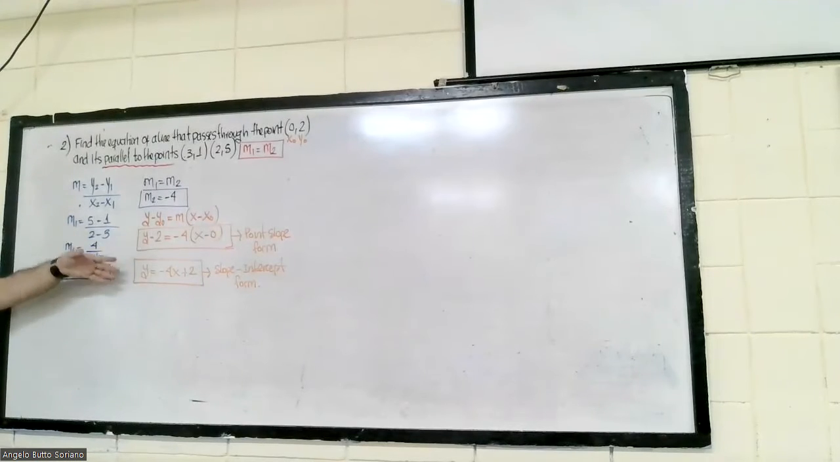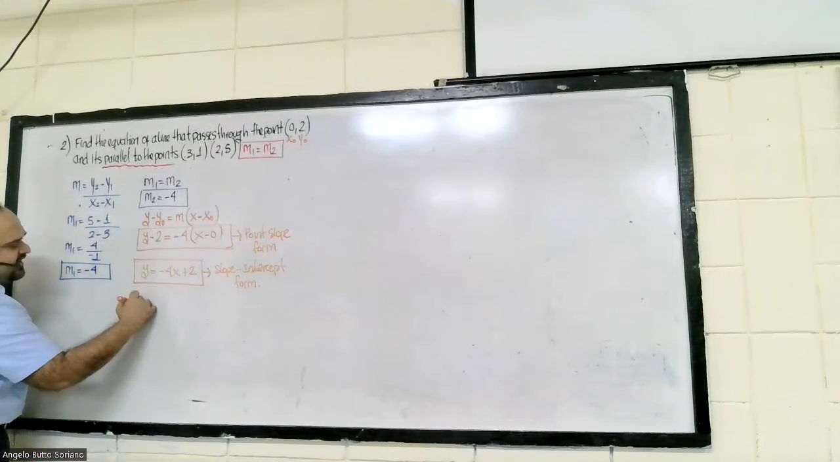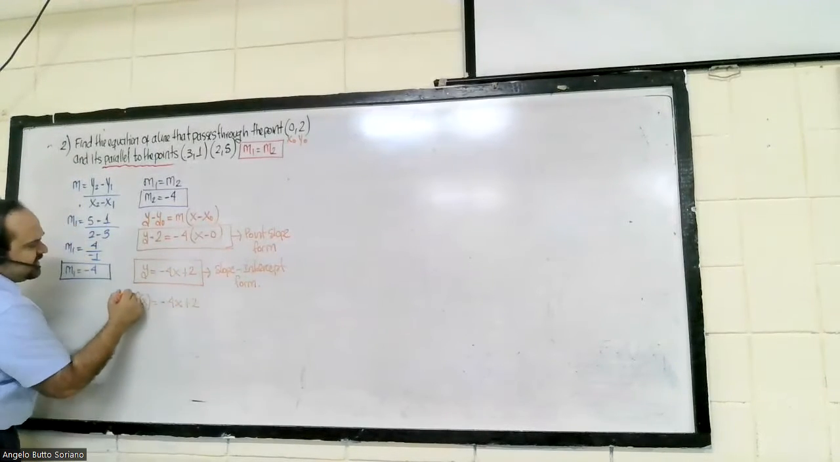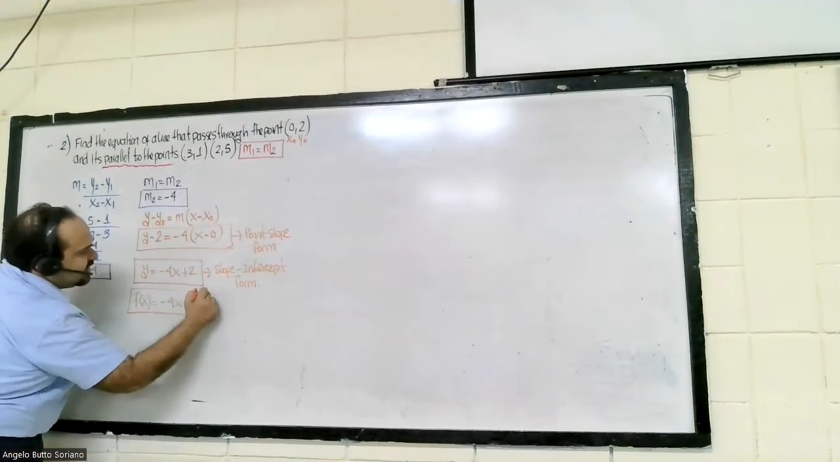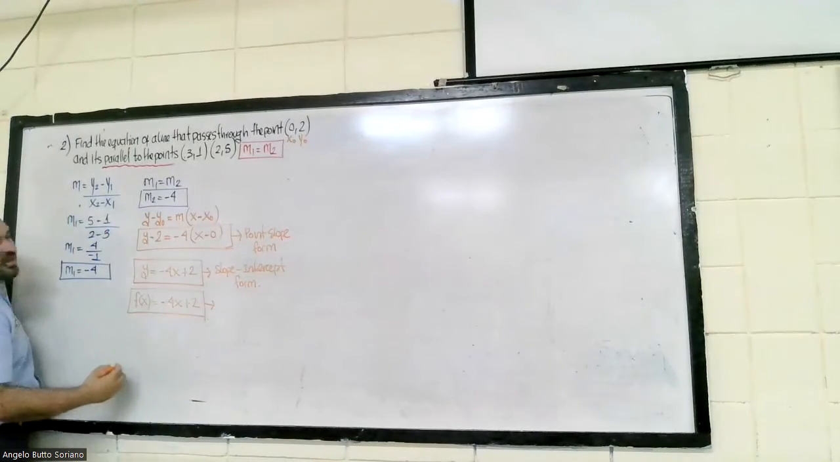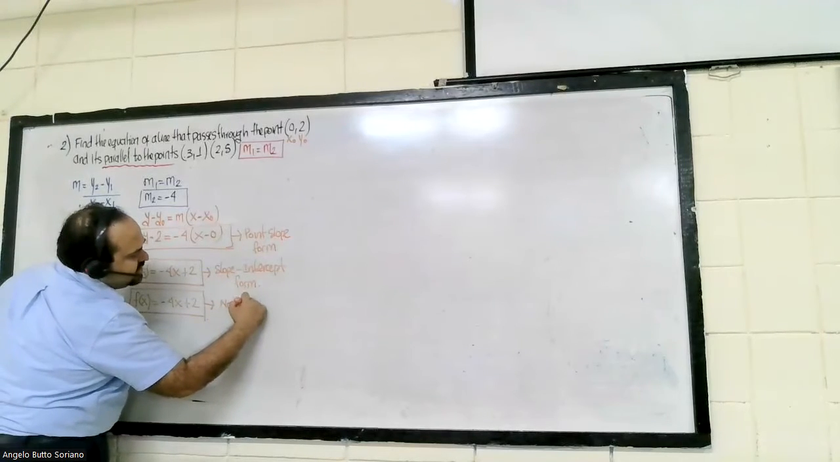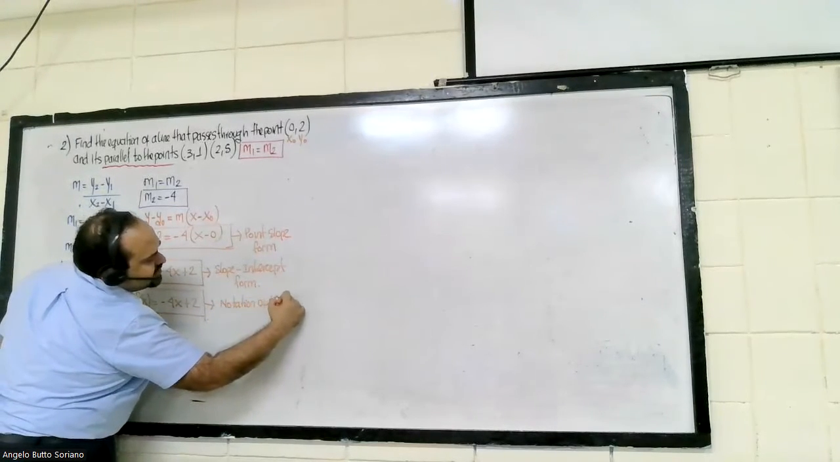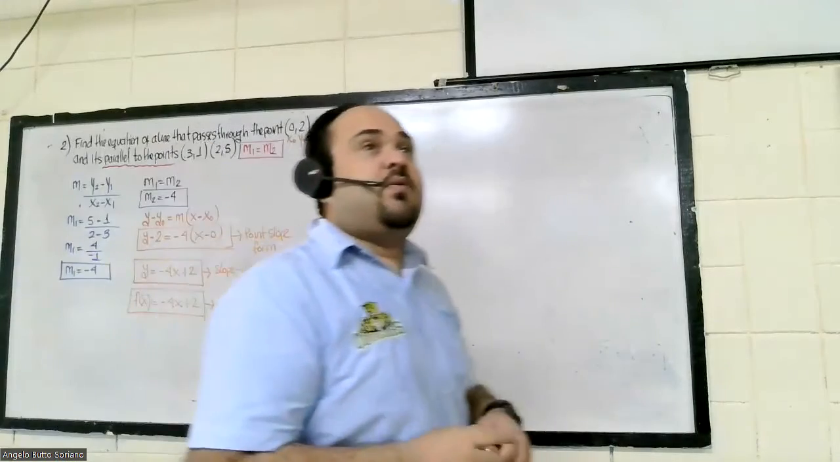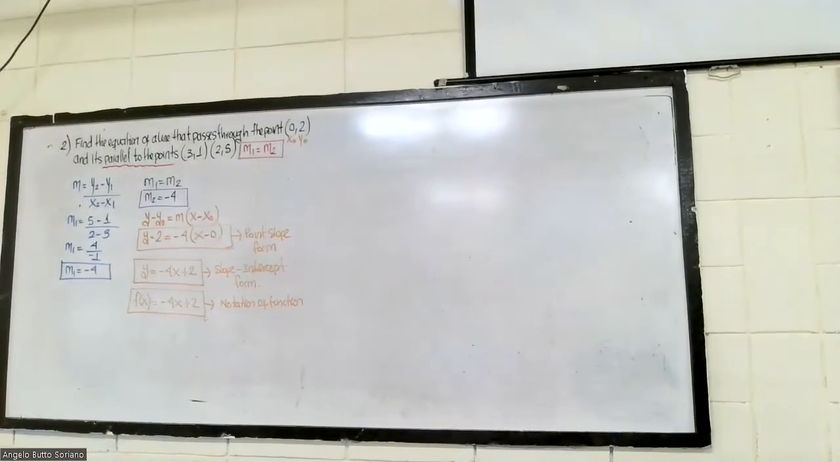Another model: if I ask you to write the equation in function notation, the only thing you have to do is replace y by f(x). f(x) means the notation of function. It's the same equation as the slope-intercept form, but only changing y by f(x), and we get the function notation.